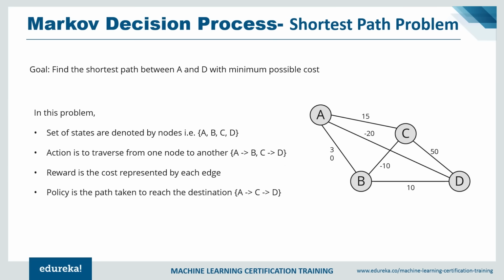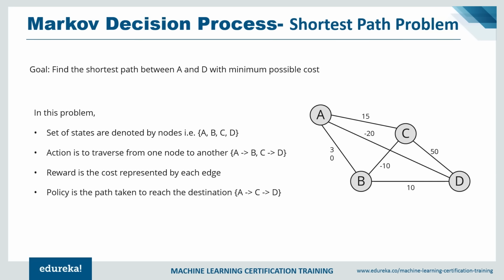Now let's take an example of choosing the shortest path. Now consider the given example here. Given the above representation, our goal here is to find the shortest path between A and D. Each edge has a number linked to it, and this denotes the cost to traverse that edge. Now the task at hand is to traverse from point A to D with the minimum possible cost.